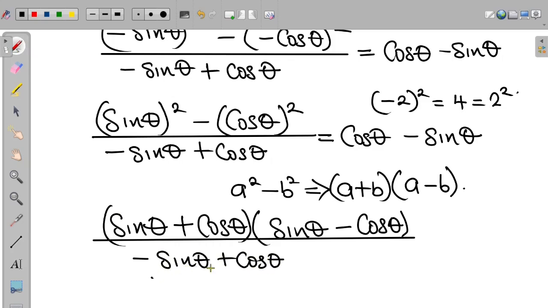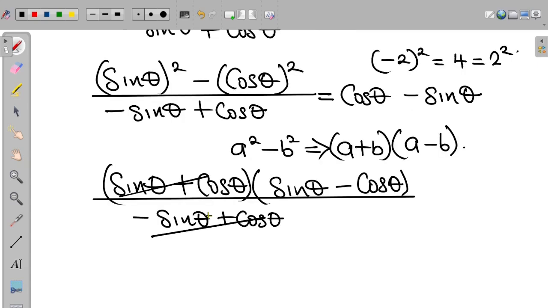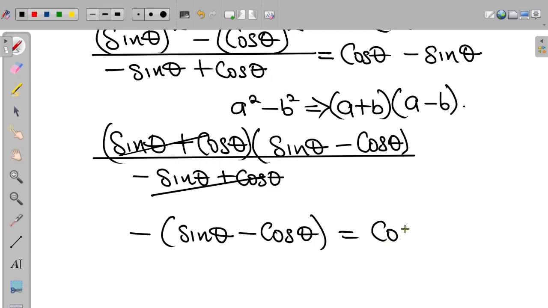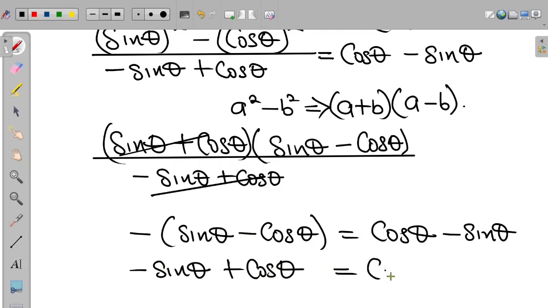So at this point, this will cancel out this. So we are left with minus (sine theta minus cos theta), which we want to be equal to cos theta minus sine theta. Now at this point, we are very close to obtaining the right-hand side. So what do we do? We multiply this expression on the left-hand side by a negative sign. This becomes minus sine theta, minus times minus is plus cos theta, equal to cos theta minus sine theta.